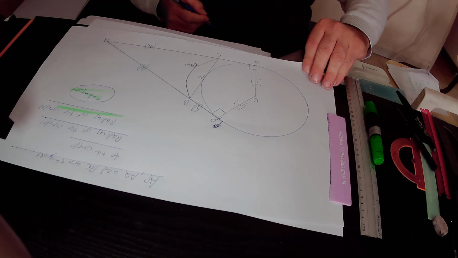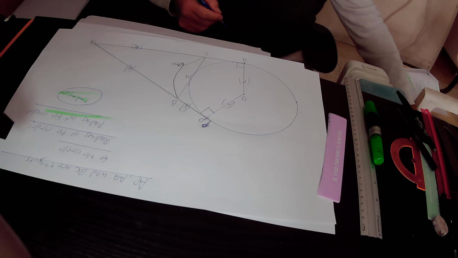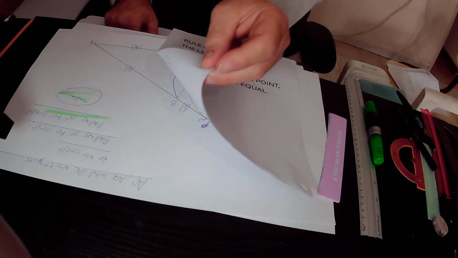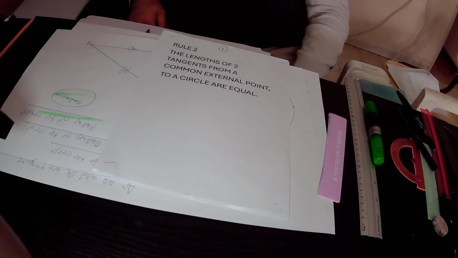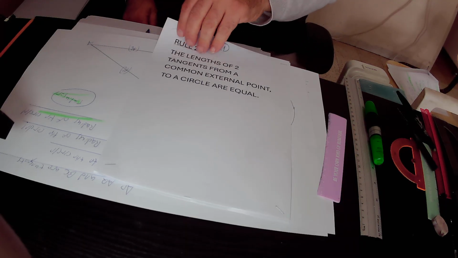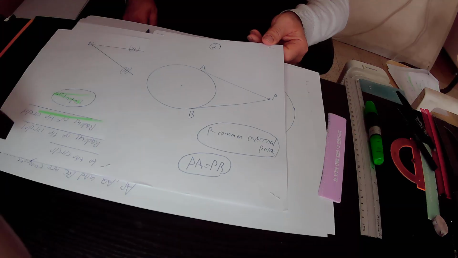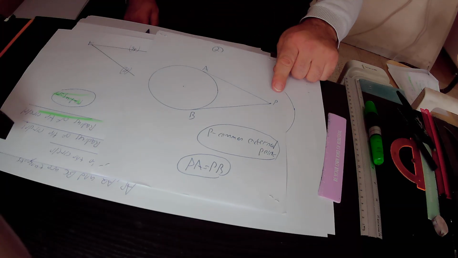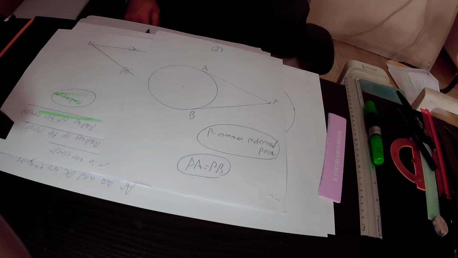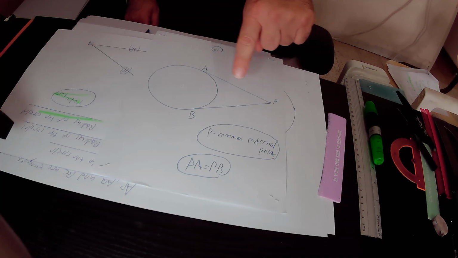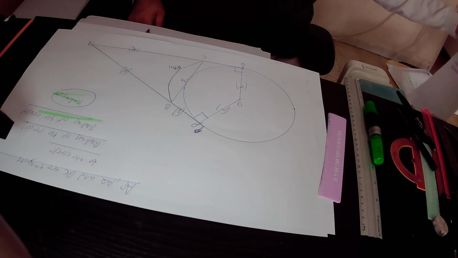So here you can also implement rule 2. According to rule 2, the lengths of two tangents from a common standpoint to a circle are equal. In the drawing, we have a circle. This is the common standpoint, point P. From this common standpoint point P, we have two tangents to this circle, tangent PA and tangent PB. And according to this rule, the two are equal to each other in their lengths. That is to say, PA equals PB. So we can implement rule 2 in our drawing.